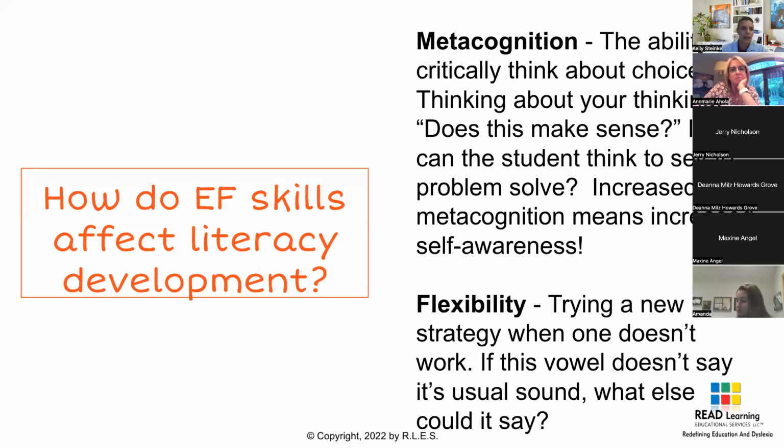Metacognition is the whole essence of executive functions. Metacognition is really the ability to critically think about your choices. So thinking about your thinking, does this make sense? So if a child is reading a passage orally and you're listening to them read and they read 2 words wrong, 3 words wrong, 4, 5, 6, 7 words wrong, they have 8 errors and they haven't even noticed. They're just buzzing through the paragraph. They have no clue they're reading words incorrectly. That's a problem with metacognition.